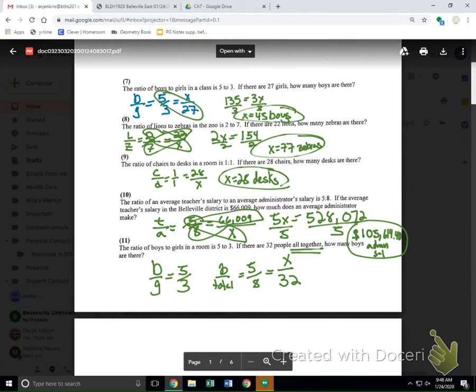So X. Anytime it says all together, you're going to add the parts of your ratio first. So this is where it got a little tricky. And then we're going to cross multiply. 5 times 32. 160. I know it's okay. 8x. We're going to divide by 8. X equals 20 boys. If we did it a different way, we got the same answer.